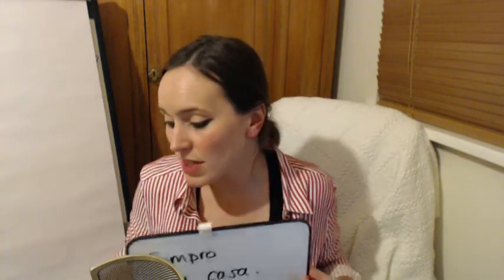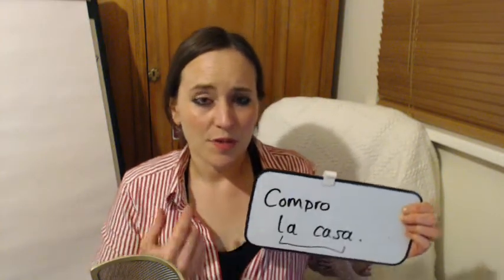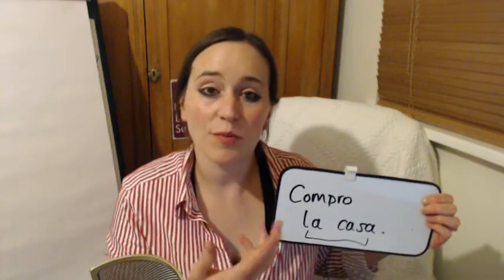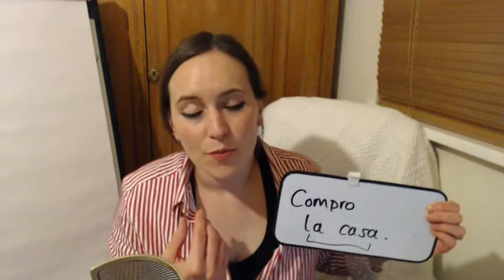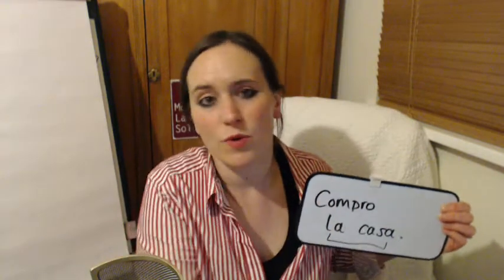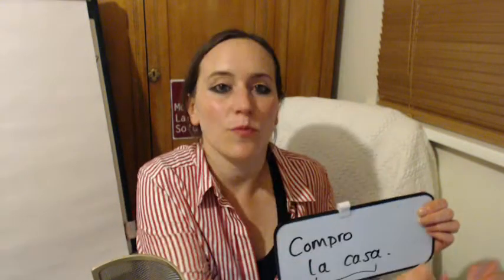I buy a house, I buy a car, I buy a telephone, I buy a watch, I buy some roses, I buy a baguette. Whatever you're buying, you're just buying it. There's no preposition between the verb to buy and the thing or the things that are being bought. So for example, if you were to buy something for someone, then the verb comprare would be followed by per. Comprare per qualcuno, to buy roses for someone, for example. But here you're just buying something. You're not buying something for someone.